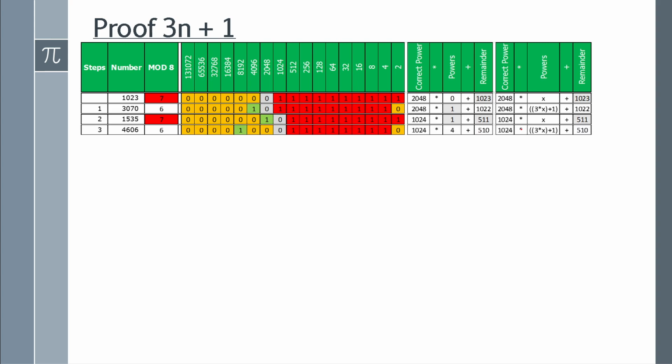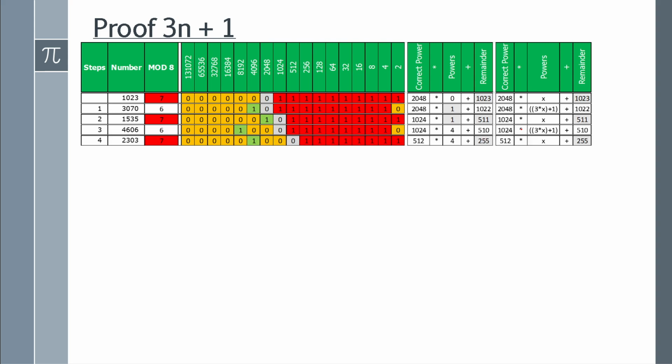Right, we multiply by 3 and add 1. On our power side, we went from 1 to 4, so we multiplied 1 by 3 and added 1 to it. Right? We divide by 2, right? We're not changing our power number, right? We stay at 4, but we divided our remainder from 511 to 255. We divided it in half.